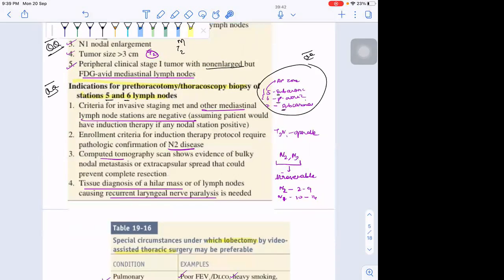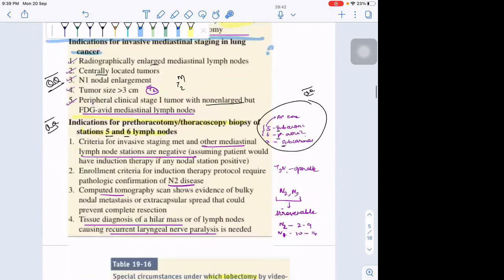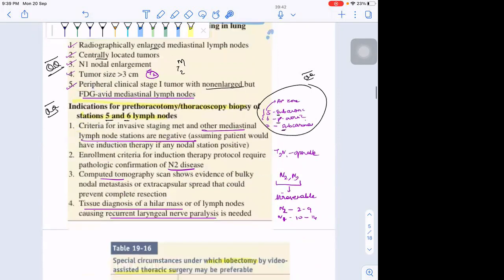So what are the indications? For indications, the criteria for invasive staging are met and other mediastinal nodes are negative. So the same criteria as above, and whenever the other mediastinal nodes or effusions are negative, then you can go for these 5 and 6 lymph nodes.